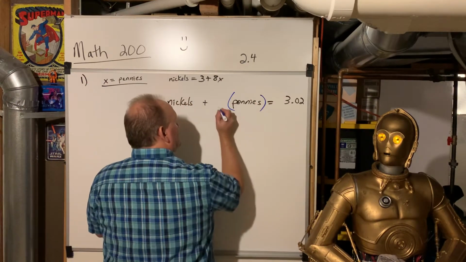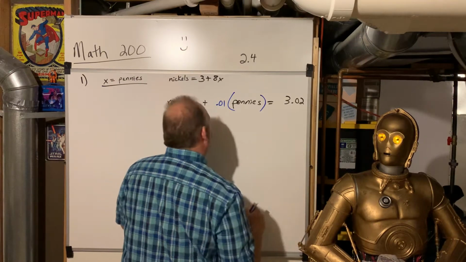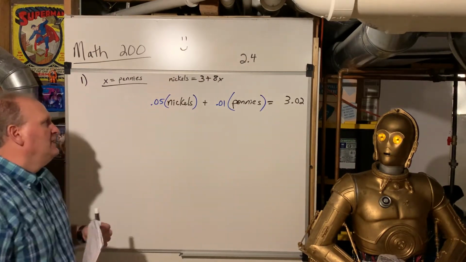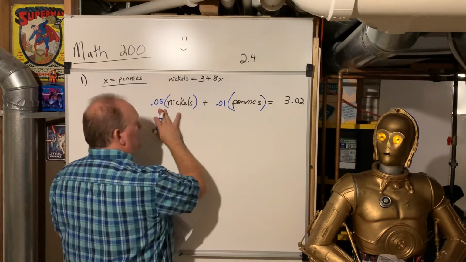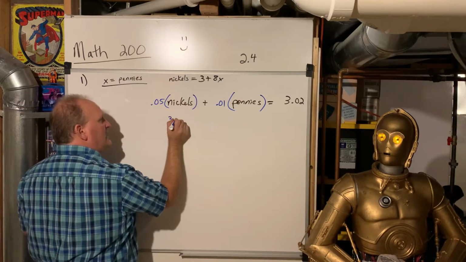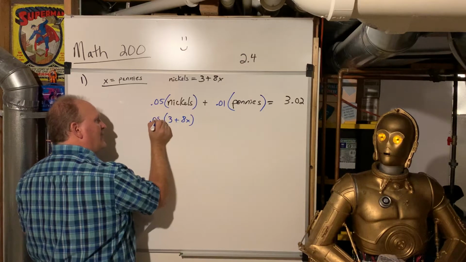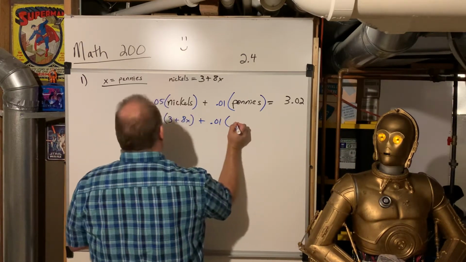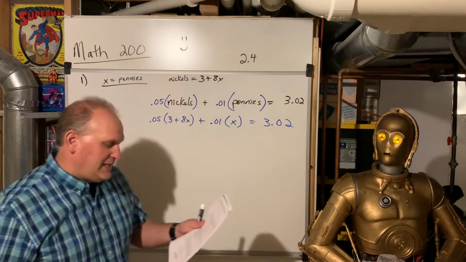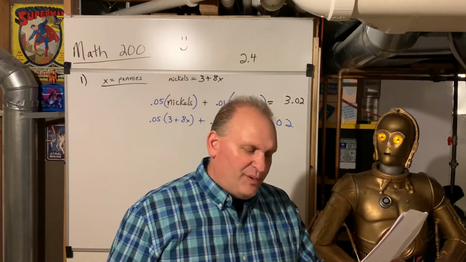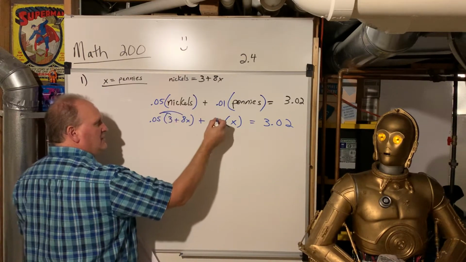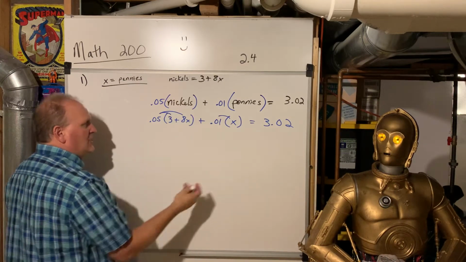So pennies are worth 0.01, 1/100th of a dollar. Nickels are 0.05, 1/20th of a dollar. Okay, cool. Now let's just get our variables in there. So nickels are 3 plus 8x, times 0.05, and pennies are 0.01 times x. And now, forget about all those words, forget about the pennies and the nickels, and just bust out your sweet algebra skills here. This is an equation. We're going to do the distributive property, then combine like terms, and then solve the equation.